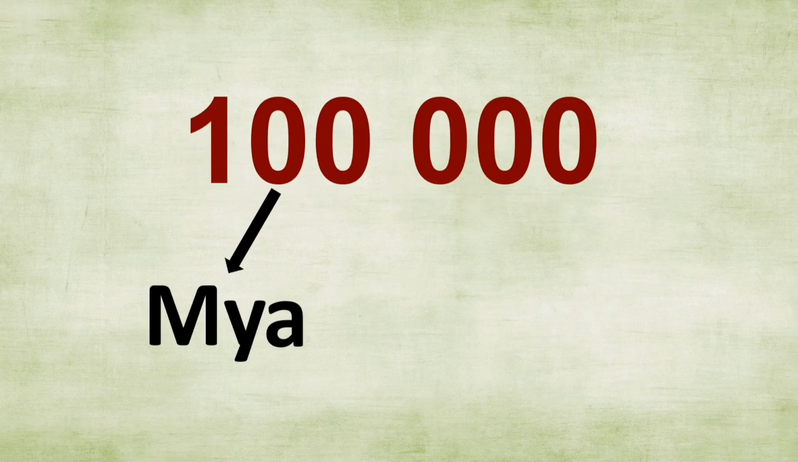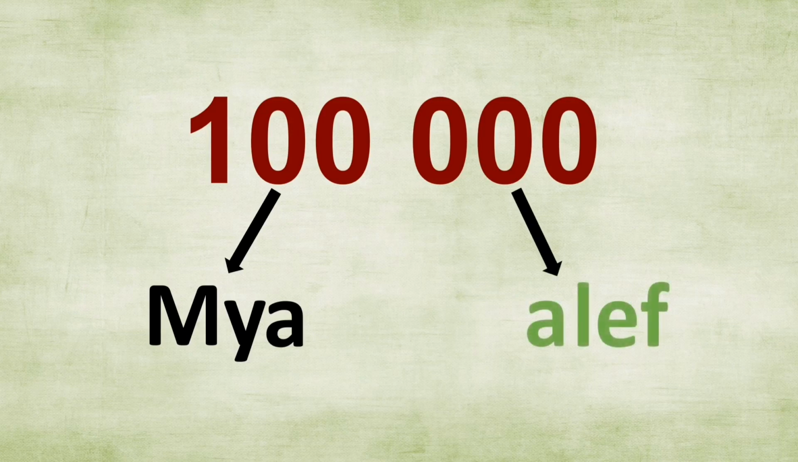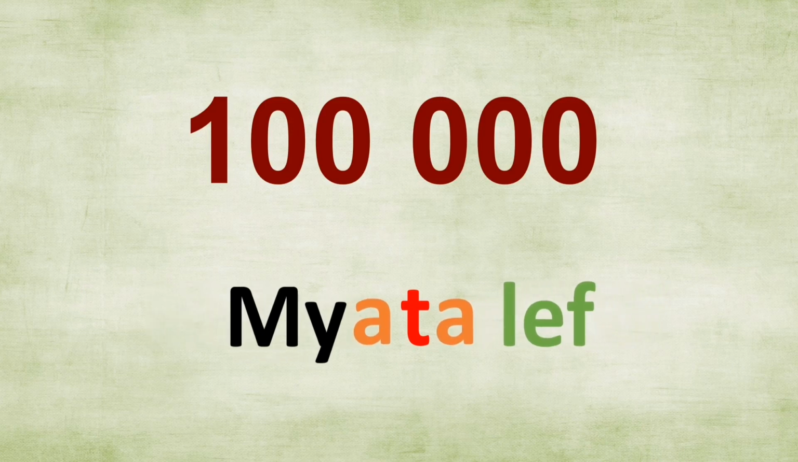Okay, let me help you a little bit. 100 is mia and 1000 is alif. Mia, alif. You will notice that there are two vowels here. Letter A at the end of mia and letter A at the beginning of the word alif. So, to connect between the two words and to break the sound of the two vowels, Moroccans add the letter T. So, it becomes miatalif. Let's repeat. Miatalif.